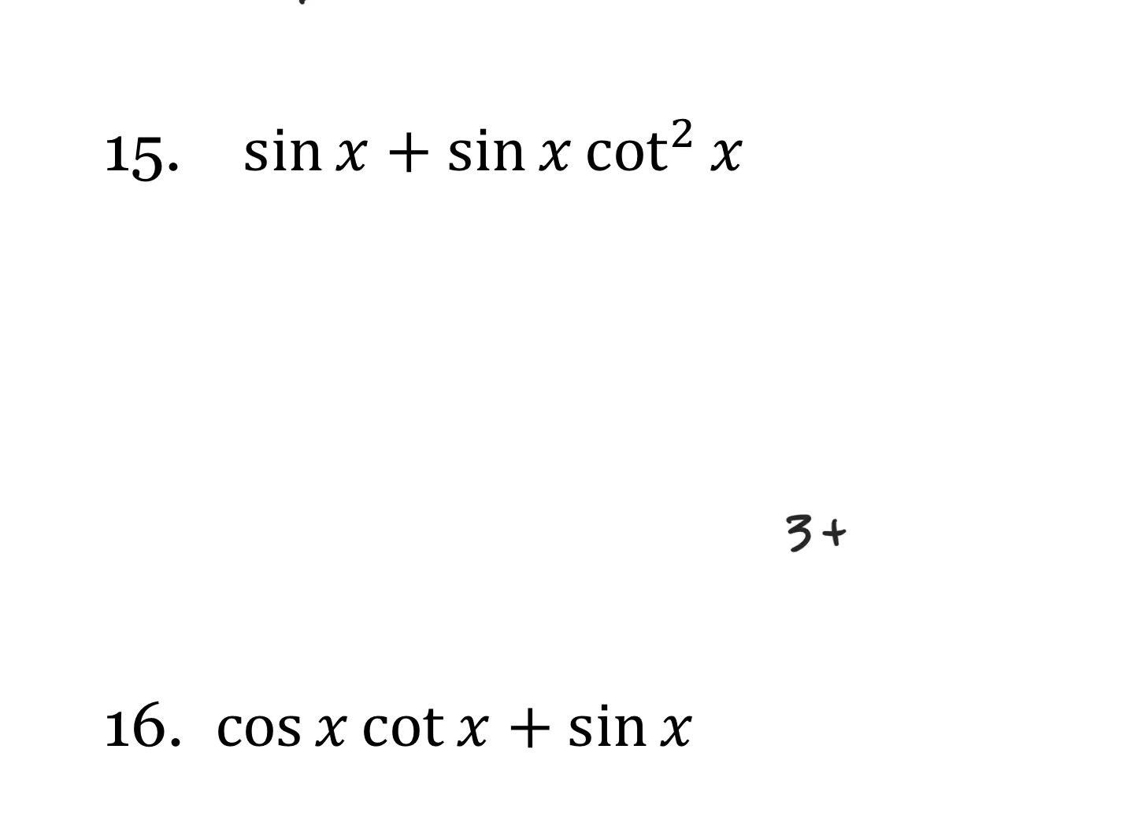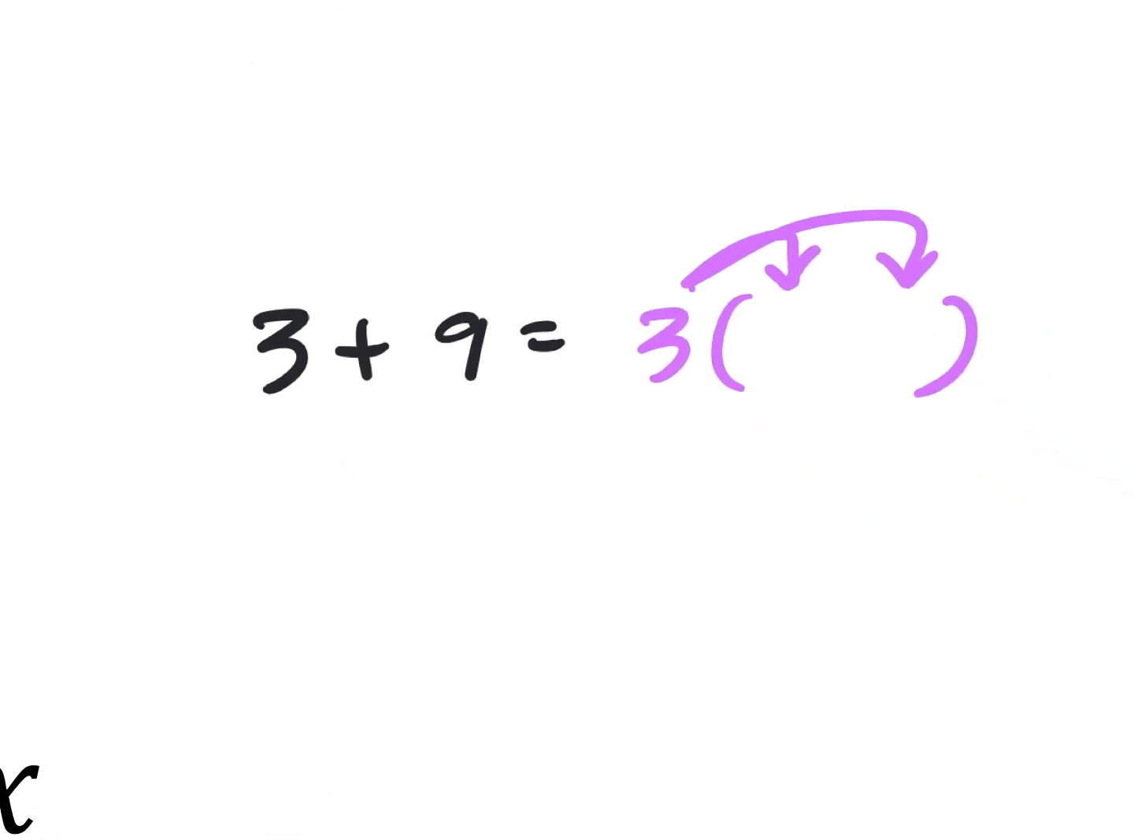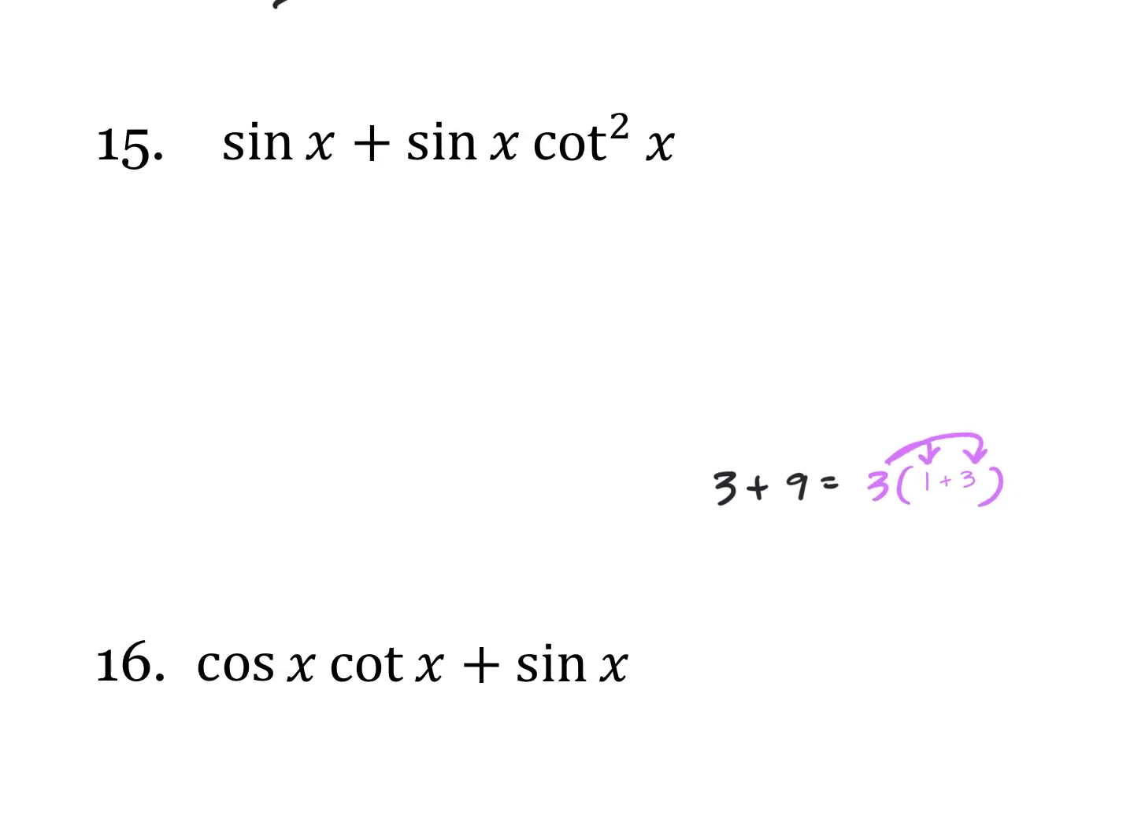3 plus 9 is the same as 3 times what? Sorry, I did not say that how I was meaning to. If I factored out a common factor, what would I have left? A 1 right there is 3 times 1, my 3. And 3 times 3 gets me my 9. Because they had a common factor of a 3, right?